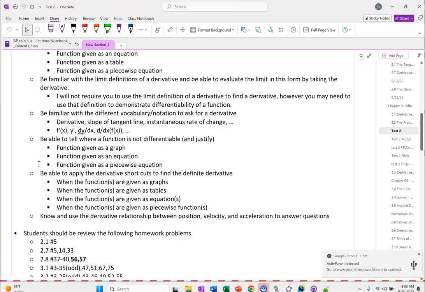So that's kind of the list of skills. Again, the primary skill here is the definition of a derivative and this idea of differentiability, right? Those are the primary concepts going on. The rest of this is really just kind of mechanics. Like, can you find these derivatives now?